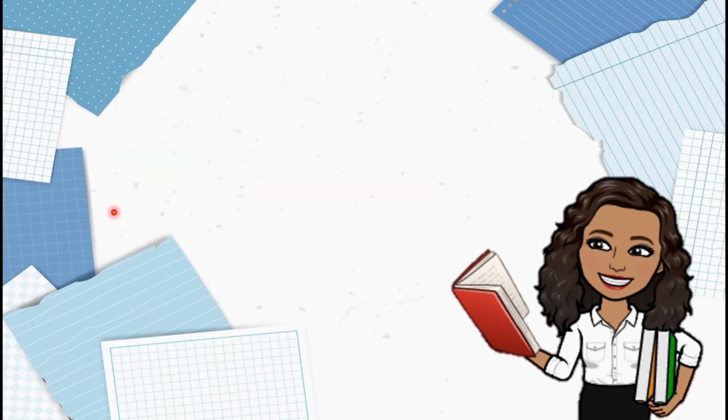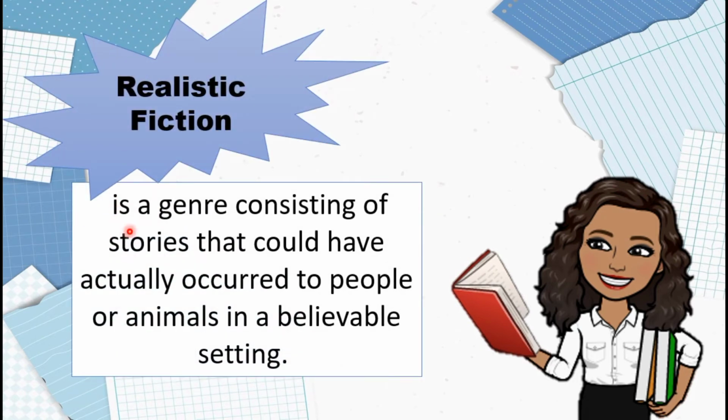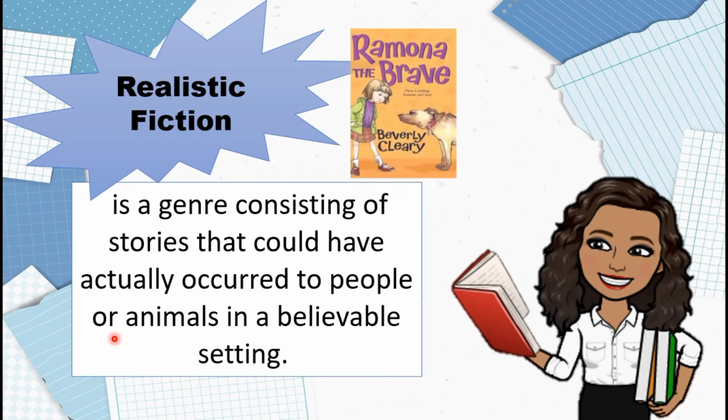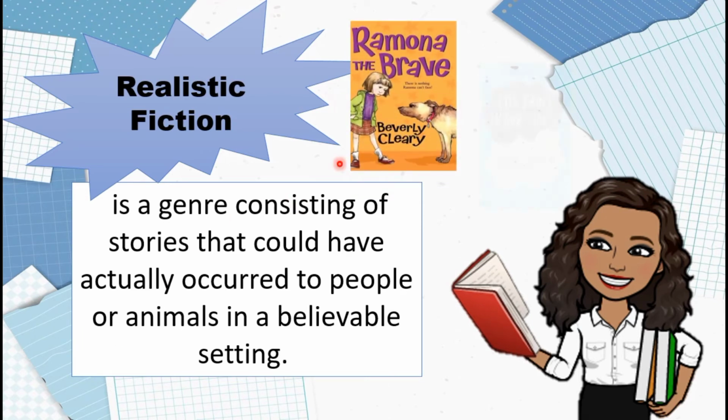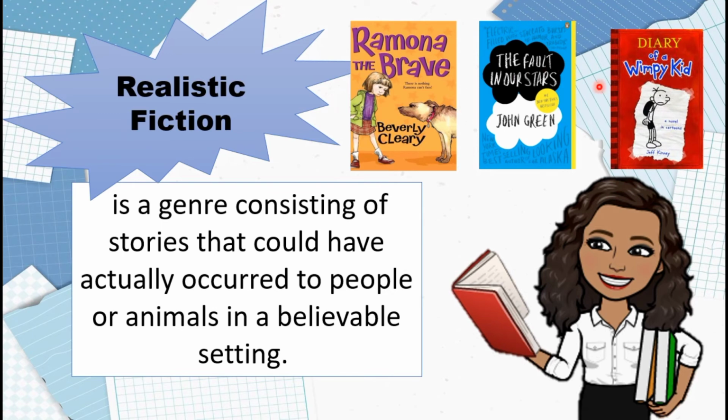Now, how about realistic fiction? Realistic fiction is a genre consisting of stories that could have actually occurred to people or animals in a believable setting. Some examples are Ramona the Brave, The Fault in Our Stars, and The Diary of a Wimpy Kid. These stories may have happened in real life but are still a product of the author's imagination.